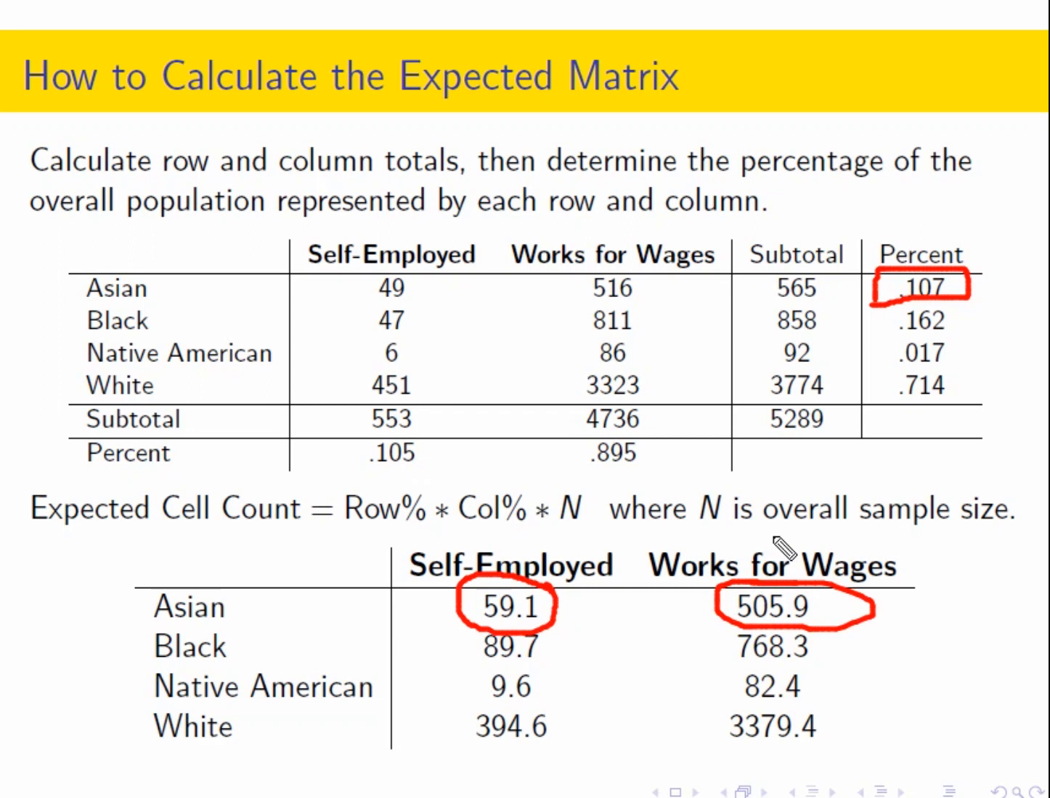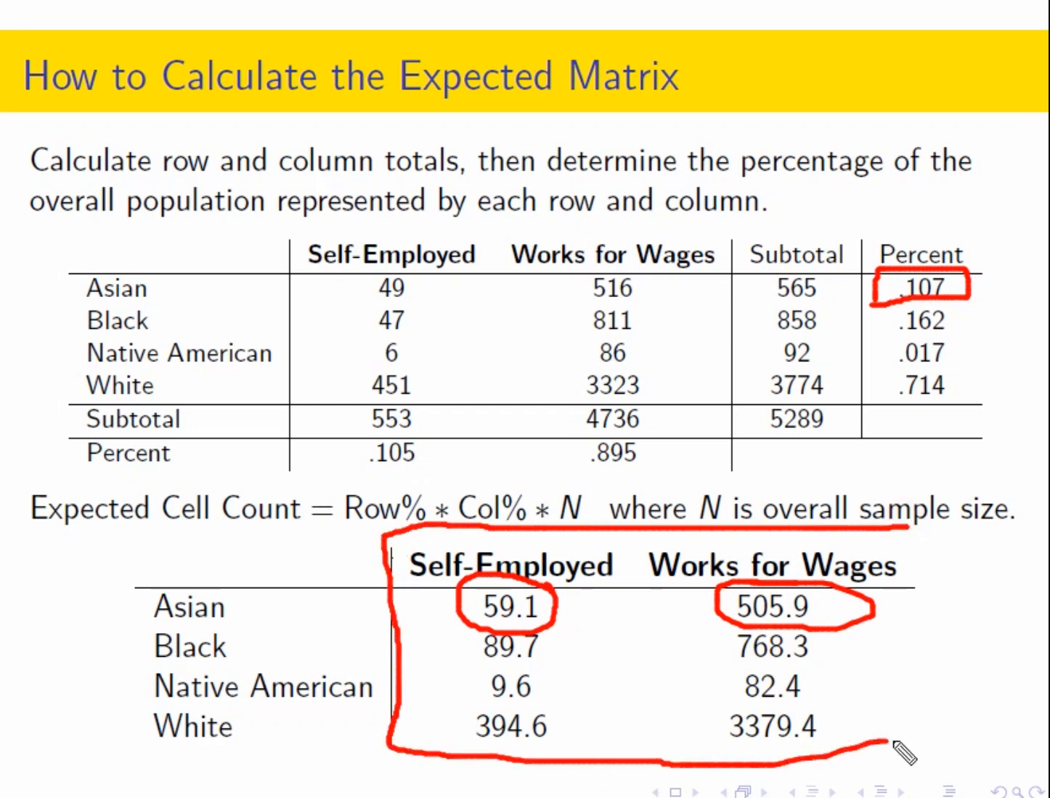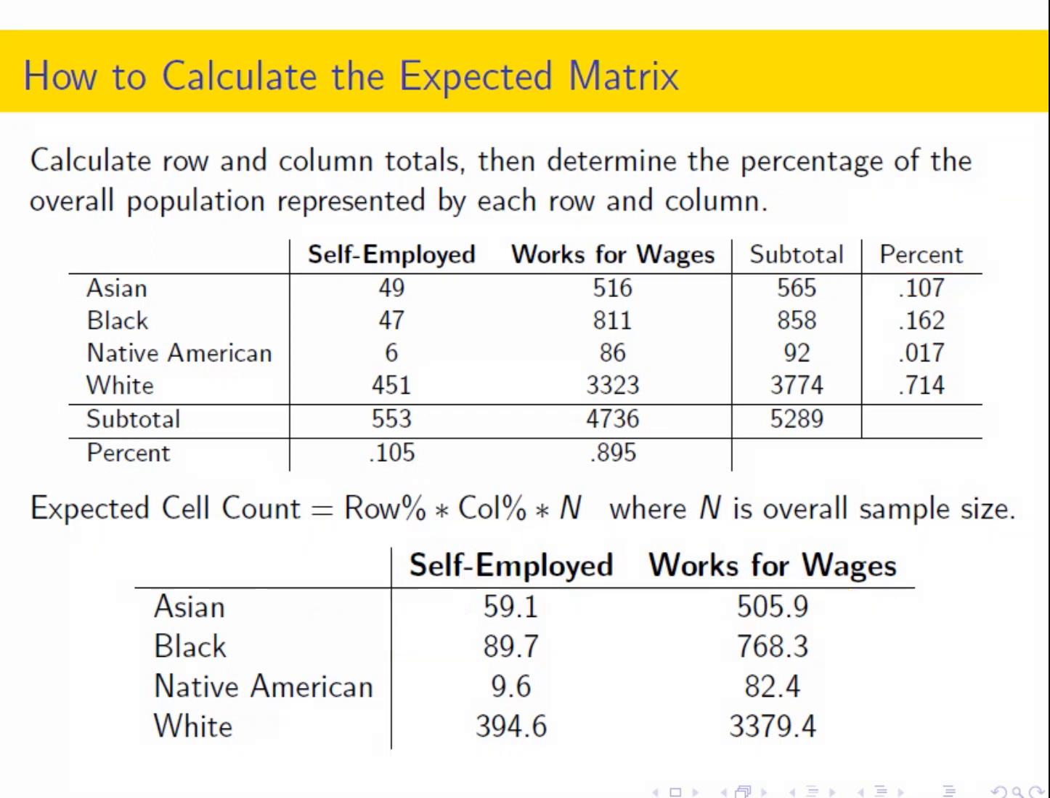So the expected matrix is what we would expect the cell counts to be if the variables were completely independent, if the percentages were the same for all four of these ethnicities. Okay, and then how do we calculate the chi-squared statistic? I'm going to show that briefly on the tablet.